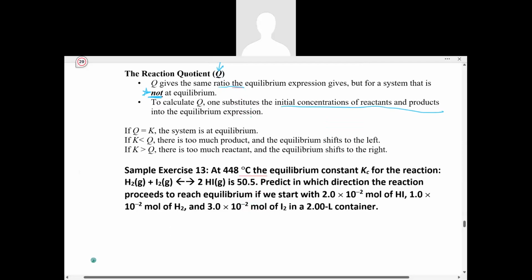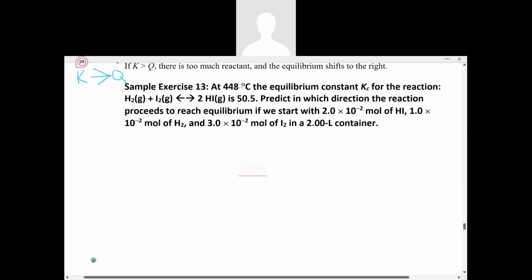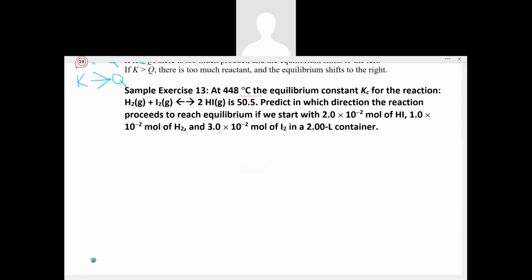So let's take a look here. If we have a Q that equals K, the system is at equilibrium. If K is less than Q, that would tell us that there's too much product, and then our equilibrium would shift to the left. So we can draw like a little arrow here pointing to the left from that K is less than Q. And then here, when K is greater than Q, that would tell us that our reaction would need to shift to the right to reestablish equilibrium. So remember, our systems will always be striving to reach equilibrium.